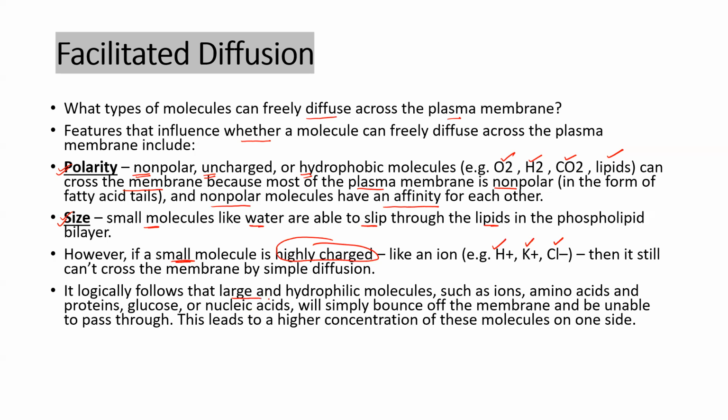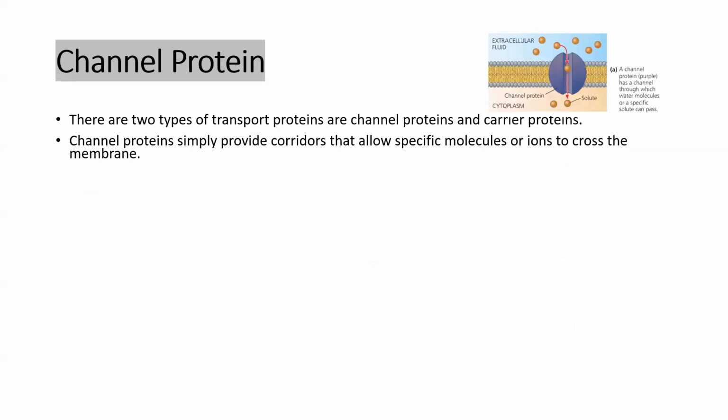It means large and hydrophilic molecules such as ions, amino acids, protein, glucose, all these which are not able to cross the membrane, we have to help by doing facilitated diffusion. And as a result, what will happen? Their concentration on one side will be more as compared to the other side because they will be bounced off from the membrane and they are not able to cross.